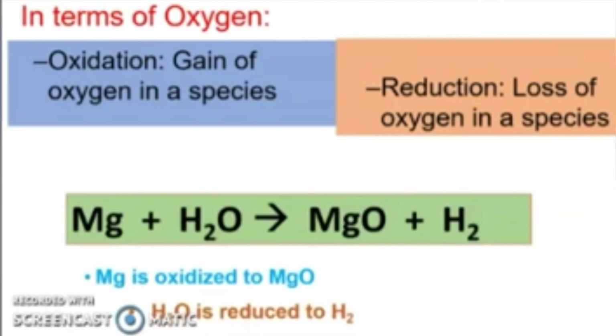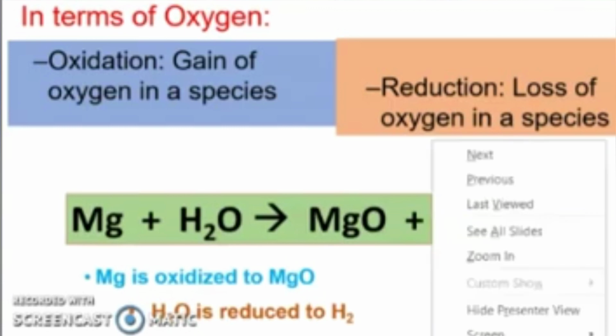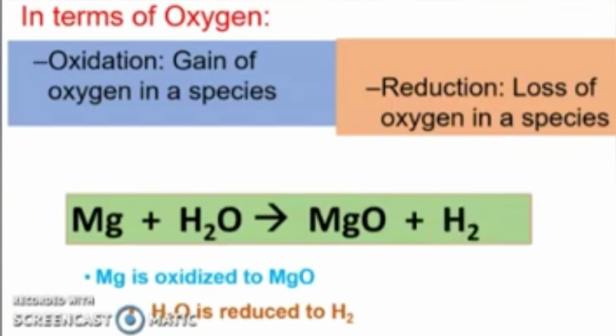Is it not? Yes. All right. So here magnesium is what? Oxidized, and then water molecule is what? Reduced. Is it not? Magnesium is oxidized to magnesium oxide, while water molecule is what? Reduced to what? Hydrogen gas. So I'm going to talk more on that. Okay.